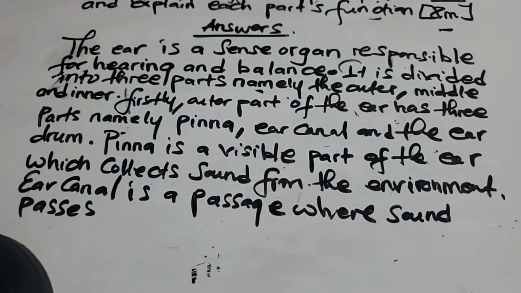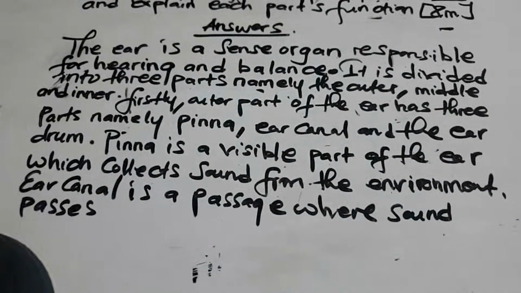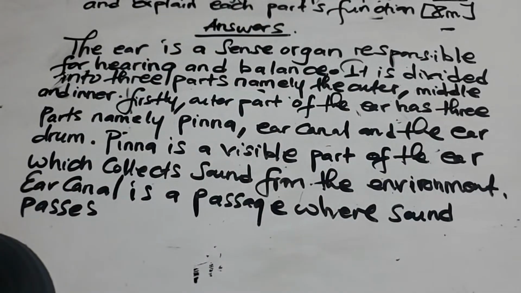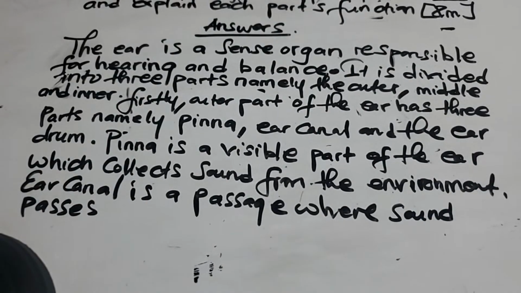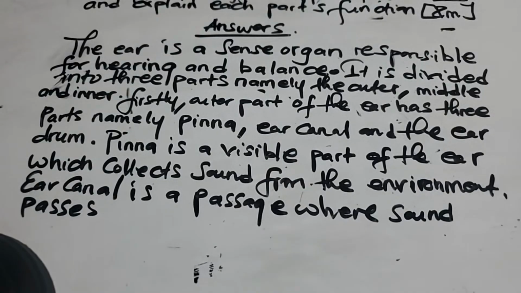This is biology. So don't forget, whenever you start writing, you have to be specific and clearly state what you're writing on. If you're writing about the ear, the eye, the skin, make sure that it's a sense organ. And you also give out its function, what it does, responsible for hearing and balancing. It is divided into three parts, namely the outer, middle, and the inner.